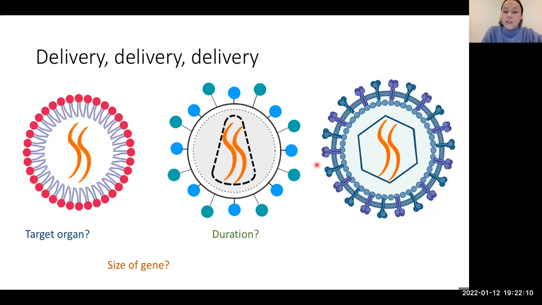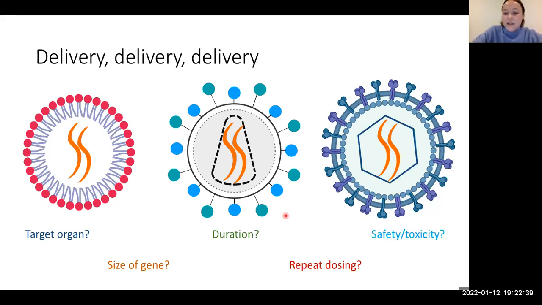Another consideration is, how long would you like your protein expressed for in the patient? Is it a chronic disease? Do we therefore need it produced for the lifetime of the patient? Or would you like a short burst rather than a longer duration? Another consideration is, do we need to administer this therapy multiple times or just once within the lifetime?